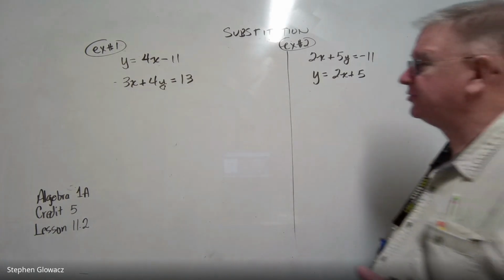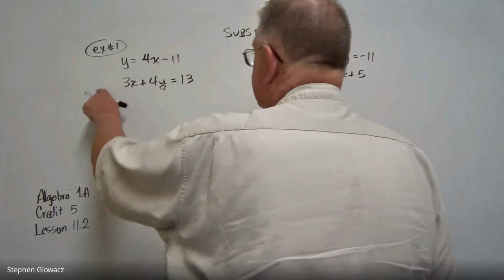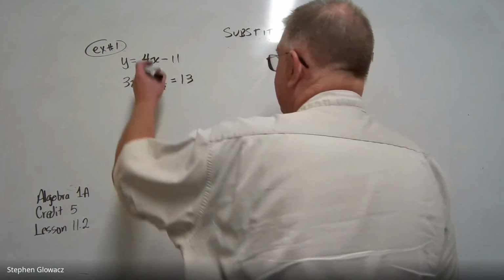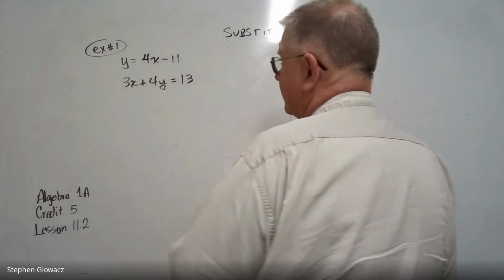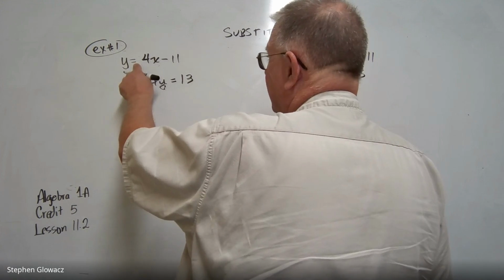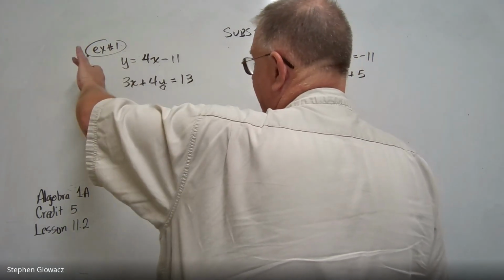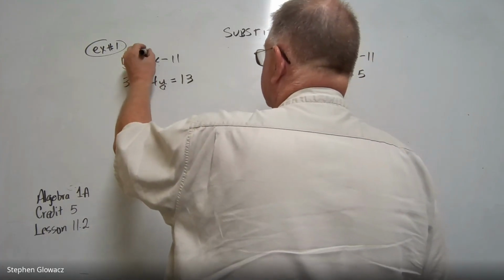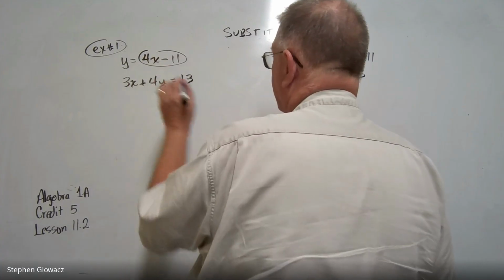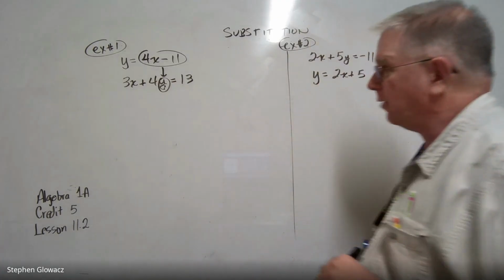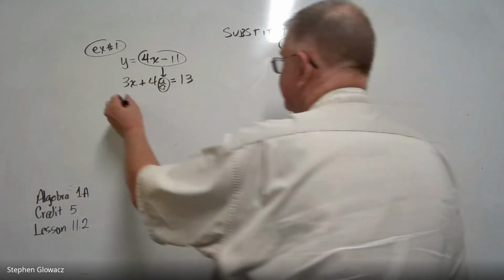The way substitution is used, you need to have one variable in either equation that's isolated or solved for. We have that in the first equation, y is by itself on the left-hand side of the equal sign. Y equals 4x minus 11. So we can take that 4x minus 11 and substitute it for y in the other equation. So let's go ahead and do that.